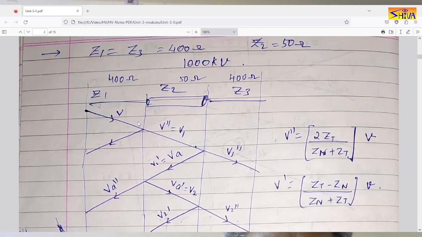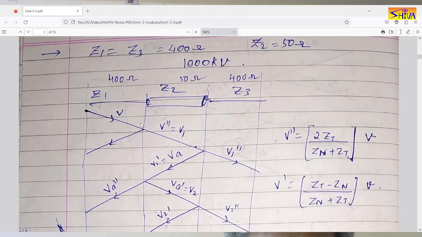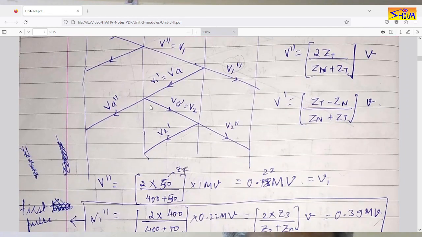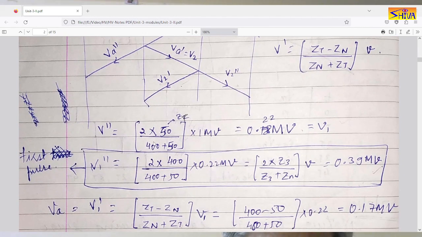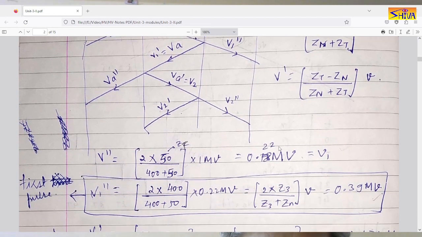So first we compute V double dash. For V double dash, this is the junction. So the terminating impedance will be Z2 and the incoming line, or the surge impedance of the first line, will be Z1. So it is 2 into Zt divided by Zn plus Zt multiplied by the incident voltage wave, that is 1 megavolt. So computation gives V double dash equal to 0.22 megavolt. So this is 0.22 megavolt, that we denote by V1.